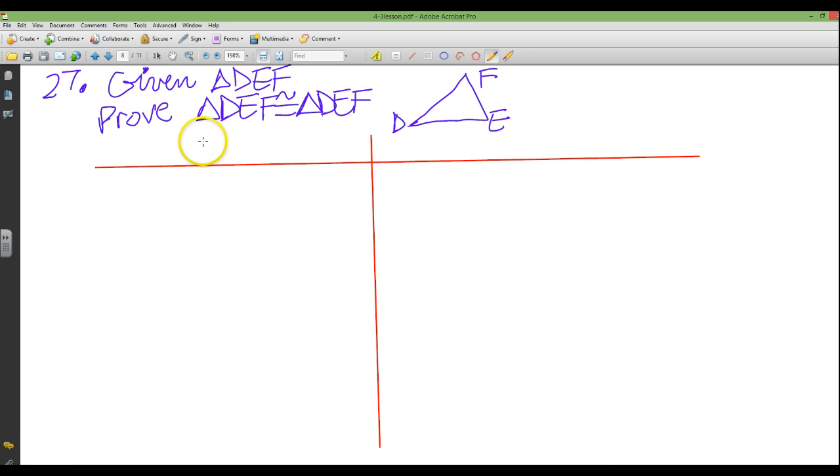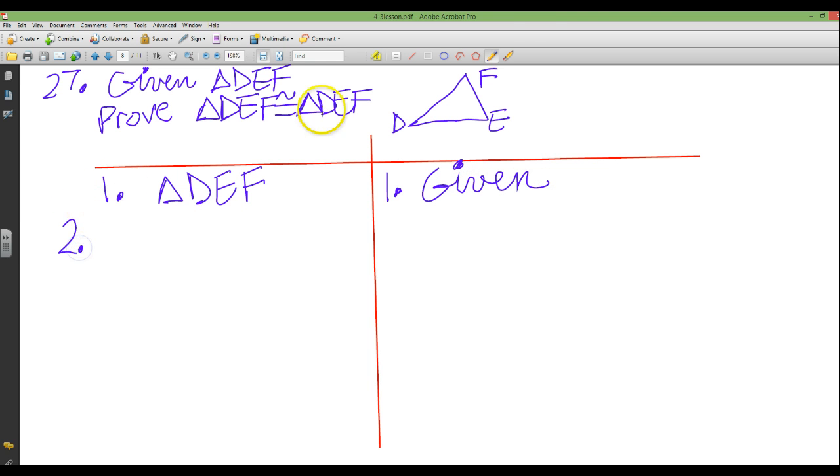For number 27, we want to prove the reflexive property of triangle congruence. So basically, given a triangle, we want to prove that it will be congruent to itself. So we are given a triangle, DEF in this case. Therefore, the segments or the sides will all be congruent to themselves because congruence of segments is reflexive. So DE is congruent to DE, FE is congruent to FE, DF is congruent to DF.